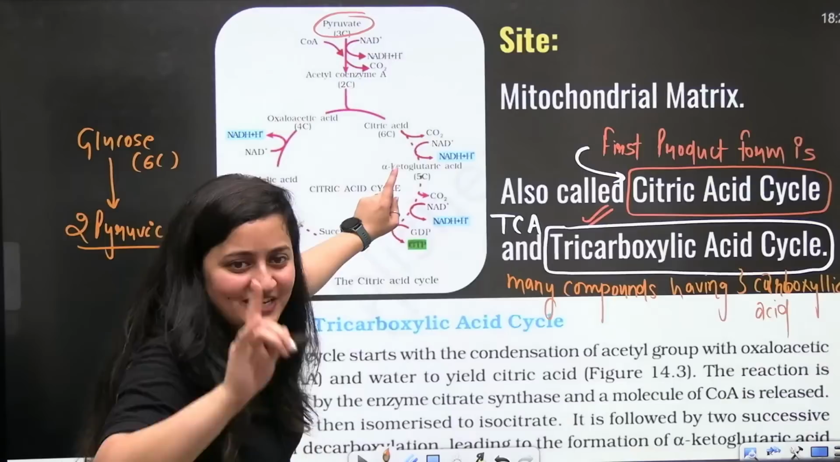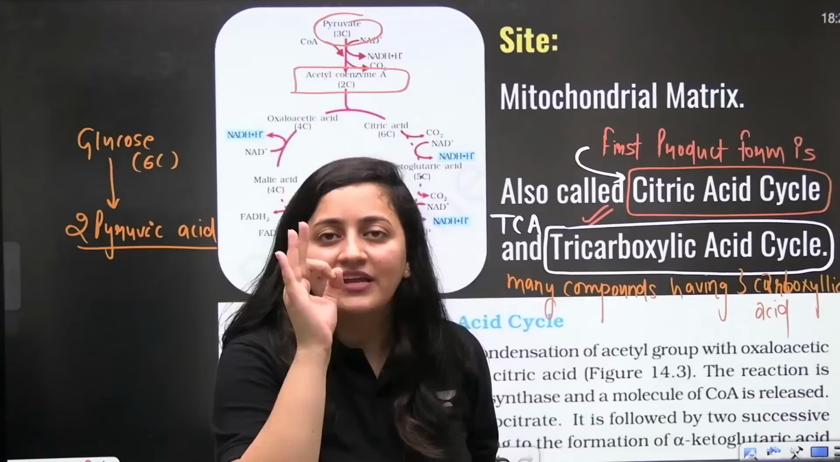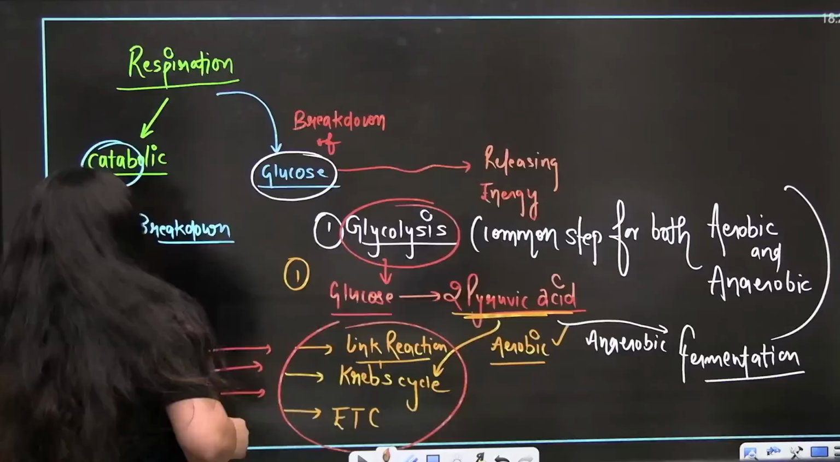Pyruvate, three carbon, justified. Now from this pyruvate, we need to form acetyl coenzyme A. Directly, pyruvate cannot enter the Krebs cycle. Okay, directly pyruvate cannot enter the Krebs cycle.